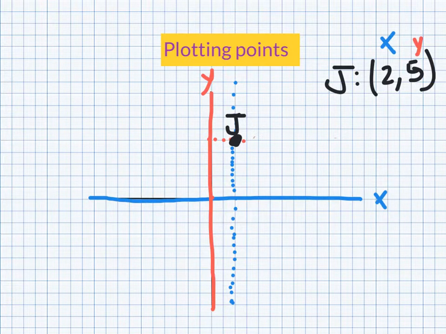Let's do one more. Let's do point K this time, and point K is going to be the location -1, -3. -1, -3 is point K. So again, I'm going to go over to -1 on my x-axis. -1 on my x-axis. I start here in the middle, and I go 1 to the left, and I get right there. That's -1 on my x-axis, and I'm going to go ahead and draw some blue dots.